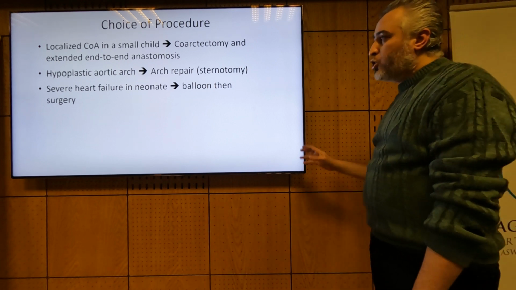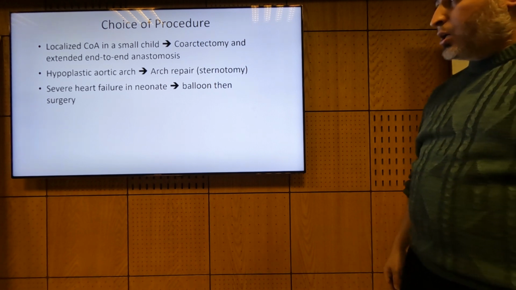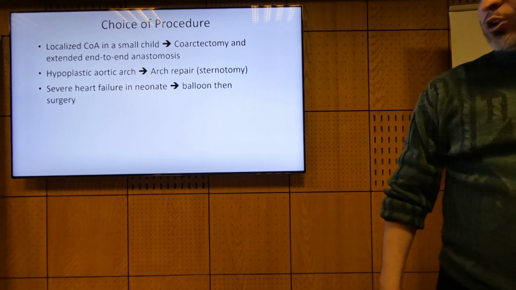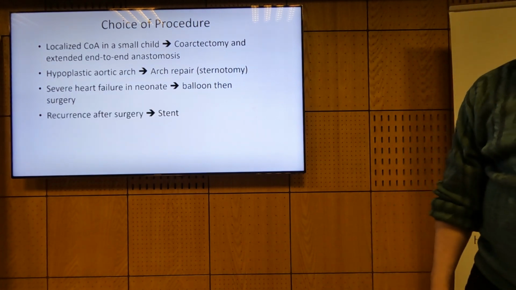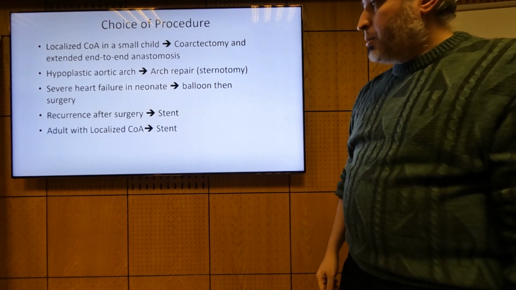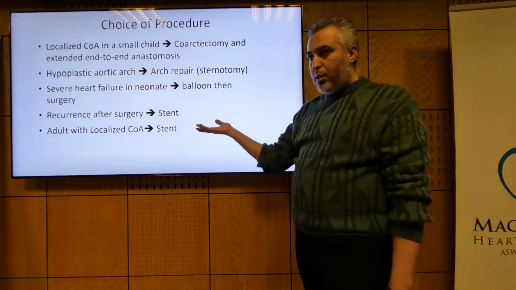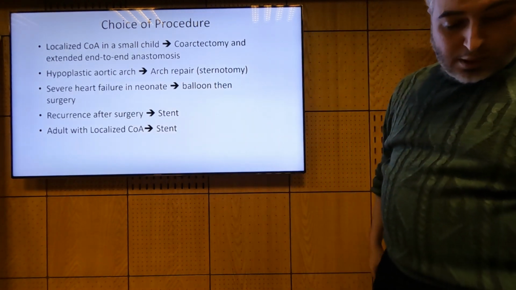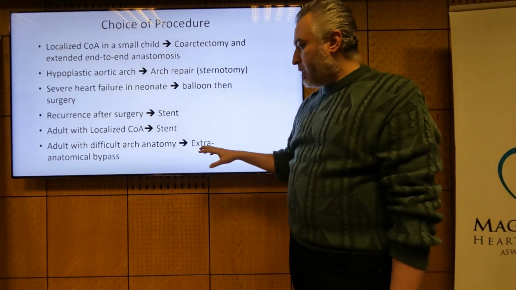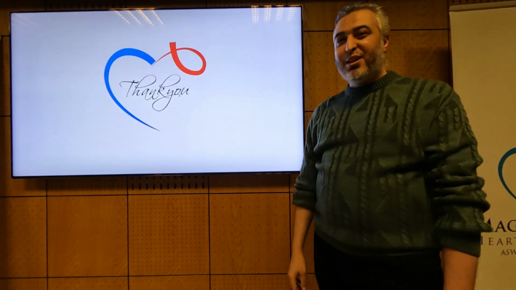Neonates with severe heart failure in a really bad general condition can improve with a balloon angioplasty, to be followed later on with surgery. Recurrence after surgery is best served with a stent. An adult with a localized coarctation can be best served with a stent going into an adult-size aorta. On the other hand, adults with difficult arch anatomy can get an extra-anatomical bypass. Thank you very much. Any questions?